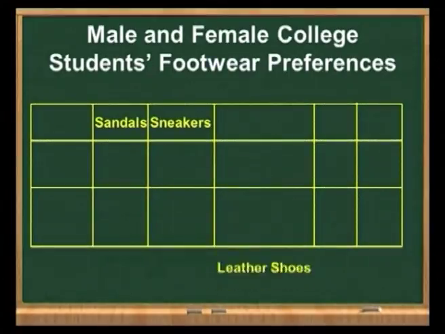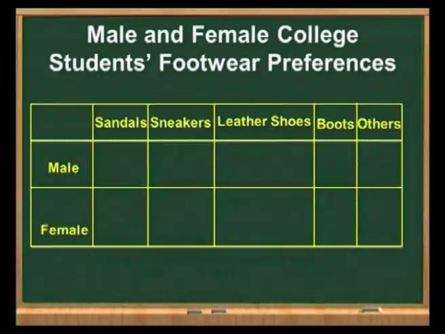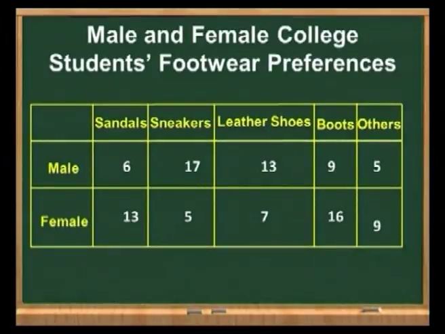Each cell reports essentially how many subjects or observations produced that combination of independent and dependent variable values. So, for example, the top left cell of the table answers the question, how many male students at University X prefer sandals? Answer, 6 out of the 50 sampled. Have a look at table 1b, male and female college students' footwear preferences.